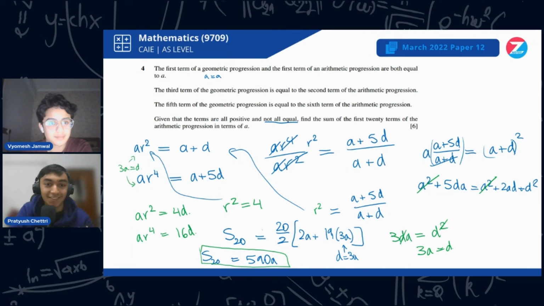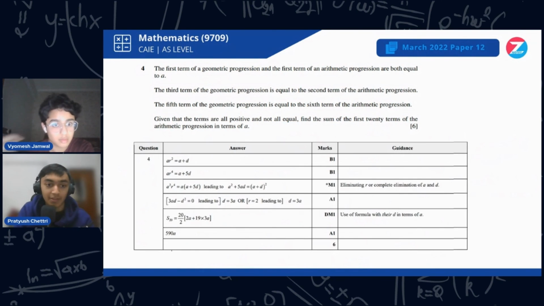Exactly. Nice. So the sum of 20 terms in terms of A, let's first check the mark scheme, and would you look at that, it is correct. Yay! Even if you can't get rid of the A for some reason, make sure you write your first two equations so that you get marks at least for that. There's a mark for eliminating R or A or D, then writing the progression or finding D equal 3A, then your expression and answer. Awesome.